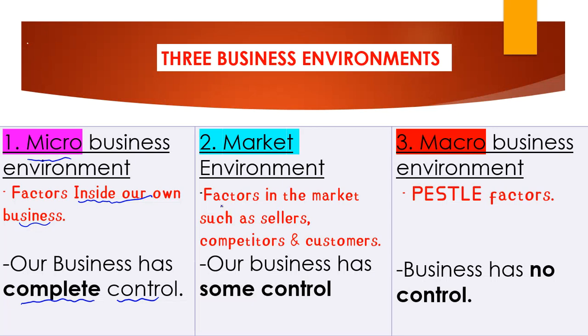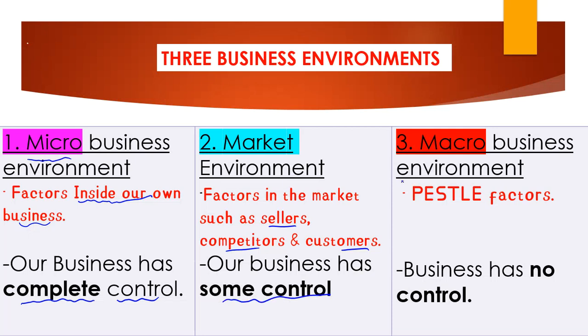The market environment, now we're looking at factors in the market, factors such as sellers, competitors, and customers. These factors we have some control over, but not complete control. So we have some control over our customers, our suppliers, but we don't have complete control. So some control in the market environment.